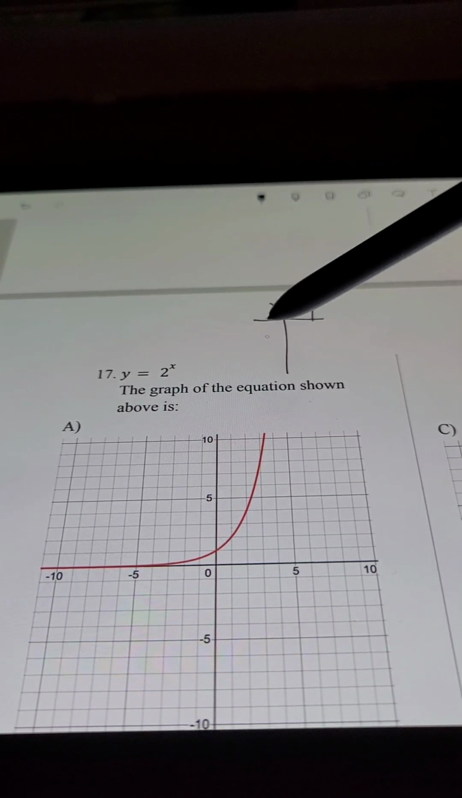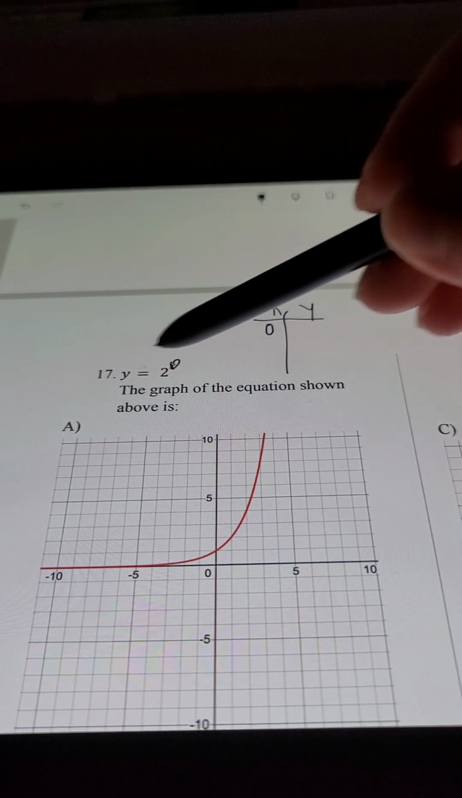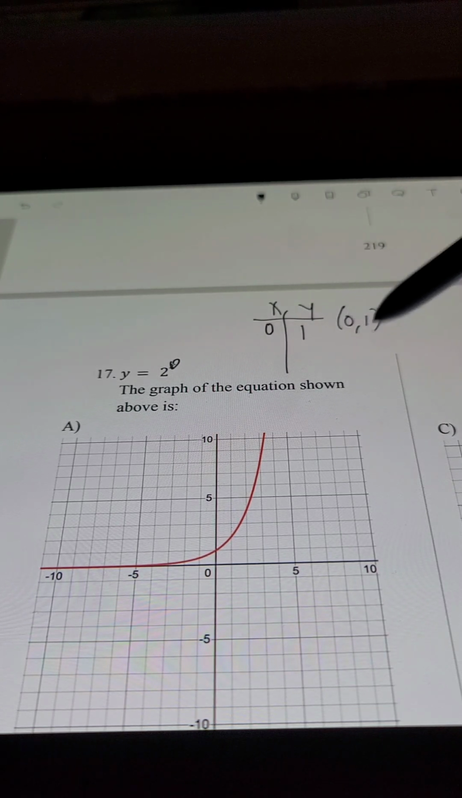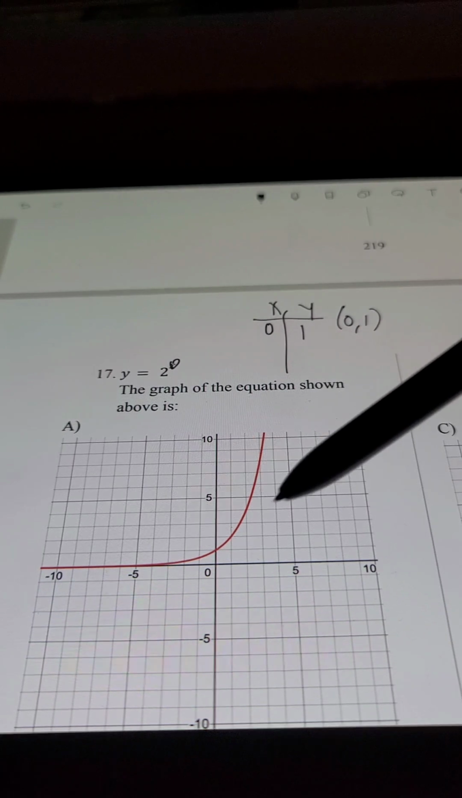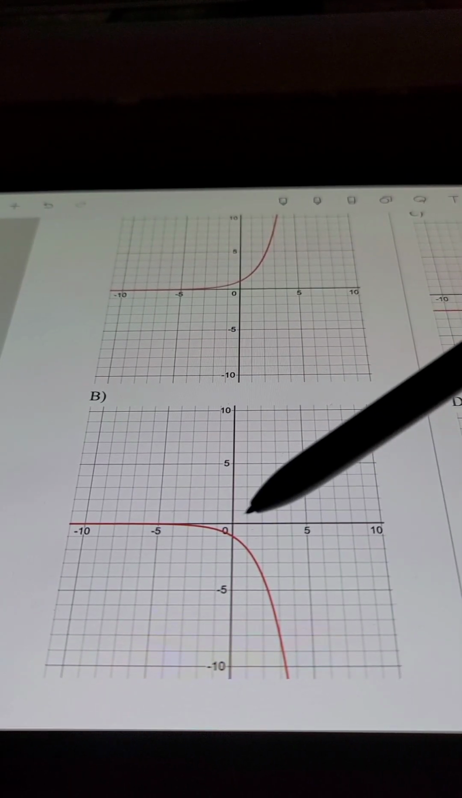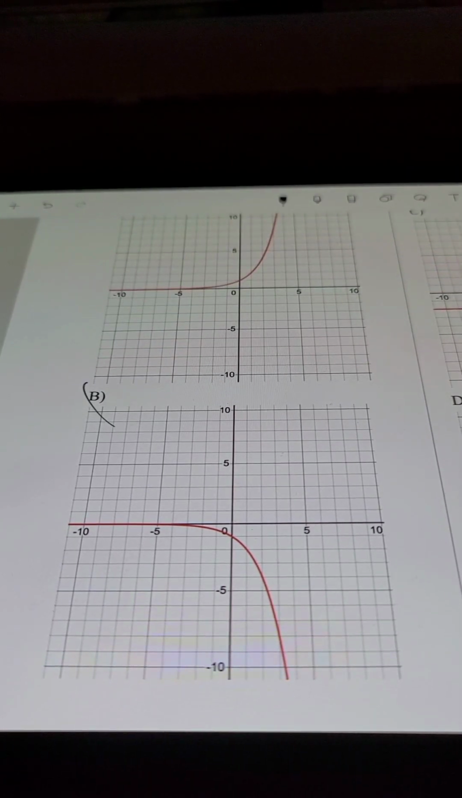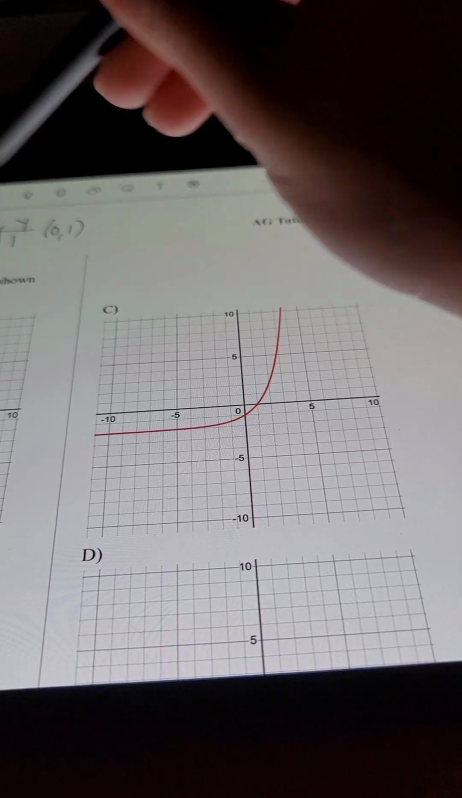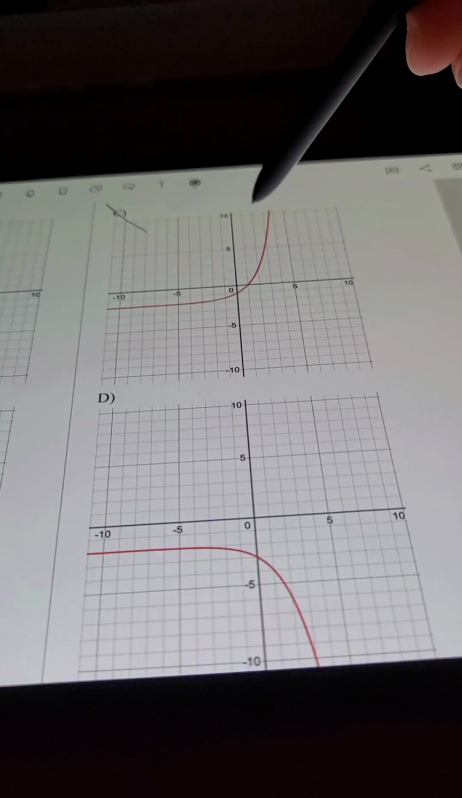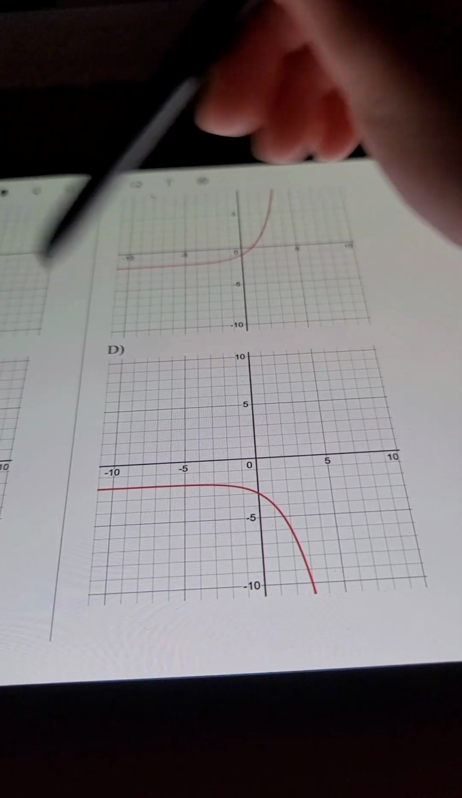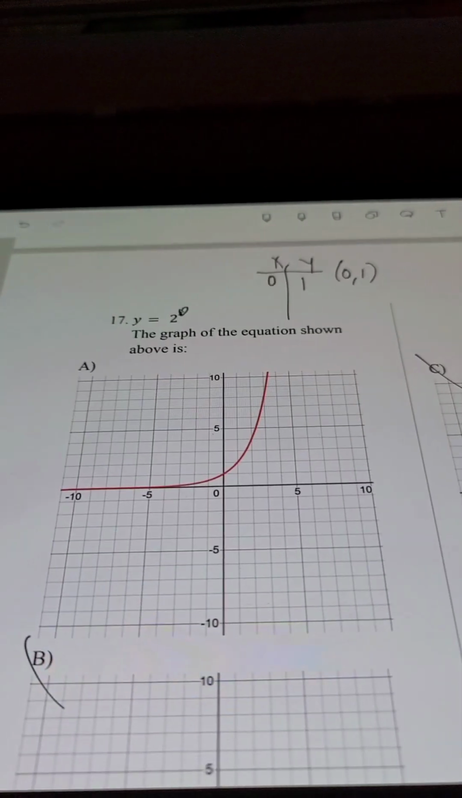So I could just plug in easy values for X. Like I'm going to plug in 0 for X there. If I plug in 0 for X, that's 2 to the 0, which means Y is equal to 1. So one of my points that should be plotted is 0, 1. I see that that happens for A. Let me see if it happens for any of the other ones. B, it's 0, -1, not 0, 1. So that's out. Again, same thing here. It's 0, -1. We don't want that. And then here it's 0, -3, so definitely not that one. So it is in fact A.